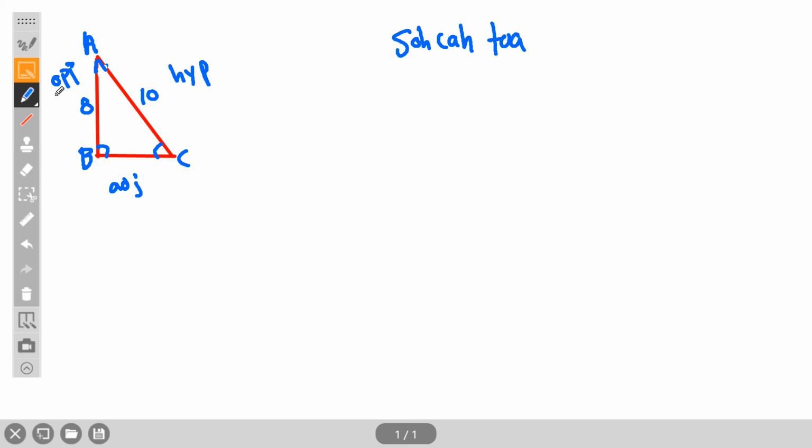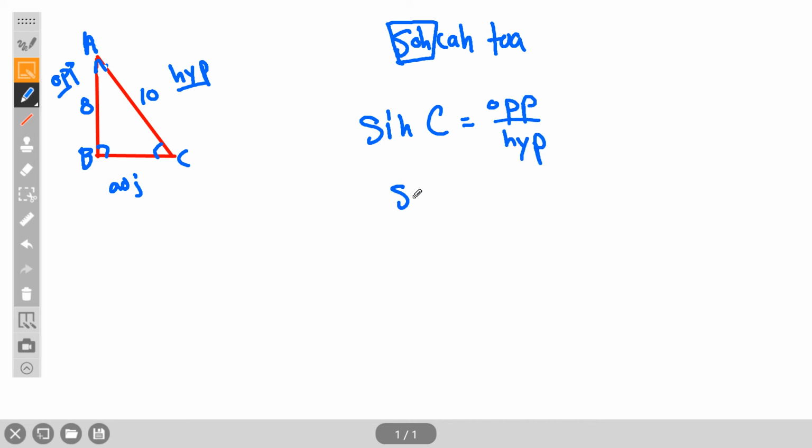Okay, so I have the opposite side and I have the hypotenuse. So that's going to be sine. So I've got sine of C is equal to opposite over hypotenuse. Okay, so sine of C is equal to 8 over 10. So this doesn't seem to help me that much, but however, I can use the inverse function to get rid of this sine, okay?